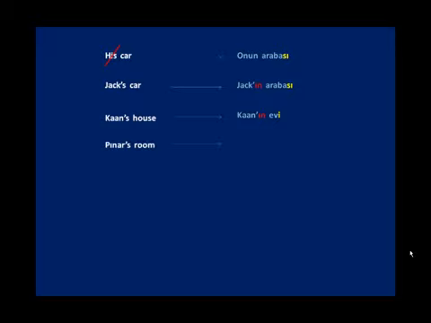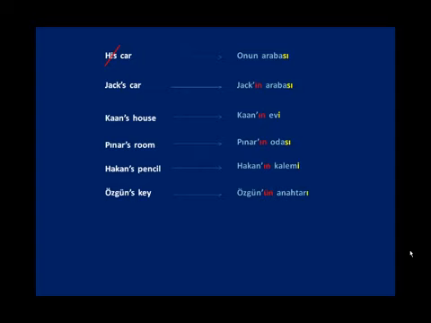Pınar's room. Pınar is a female name. Pınar'ın odası. Okay, the same thing. The possessor received an in, harmonized. Hakan's pencil. Hakan is a male name. Hakan'ın kalemi. Alright, no problem. Özgün's key. Özgün'ün anahtarı. Alright, the same thing, just vowel harmonized, right? I, ı, u, ü, ü. Özgün'ün anahtarı.